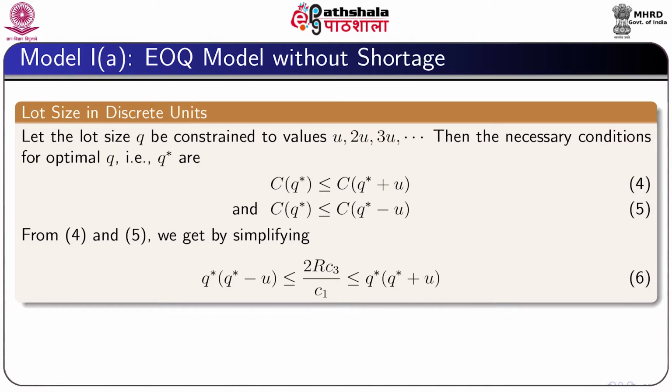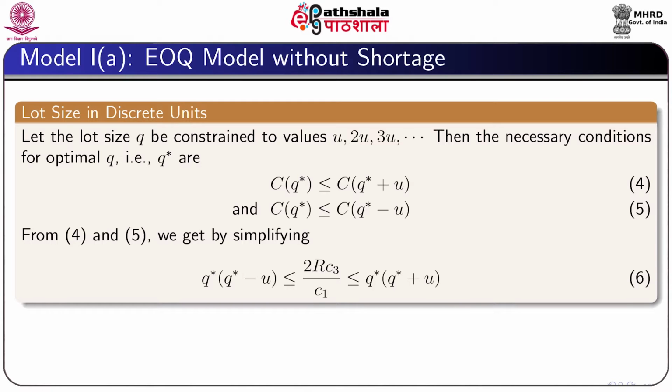Now, we extend the model for the case of discrete units. If the lot size is in discrete units, then the formula which we have already derived cannot be used to find the optimal solution. So, in that case, we assume that the lot size Q is constrained to values U, 2U, 3U and so on.